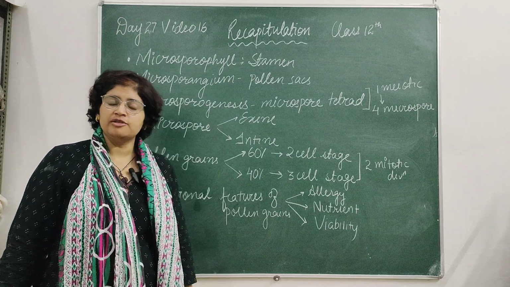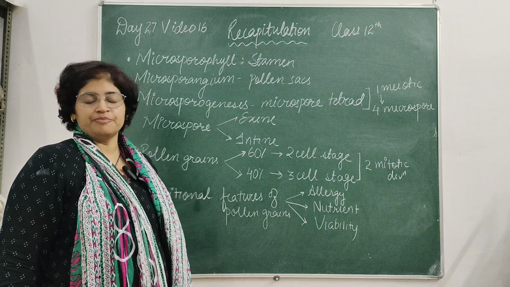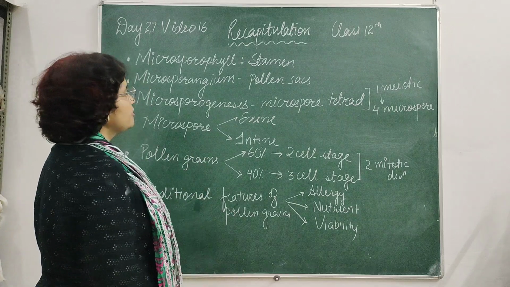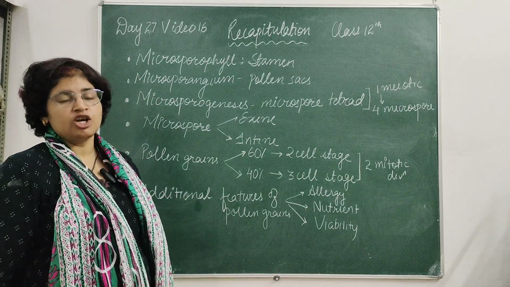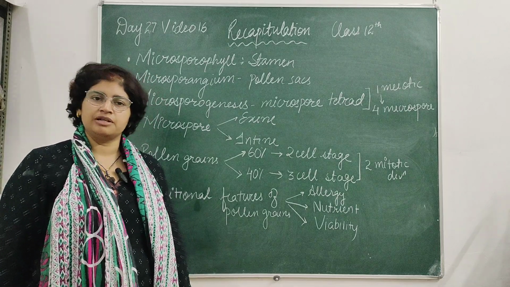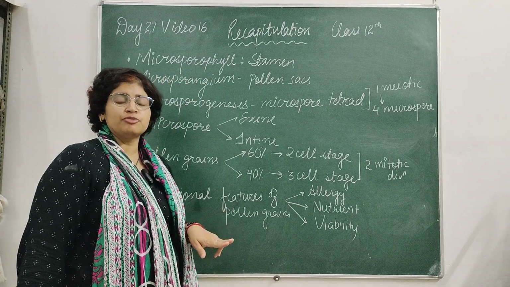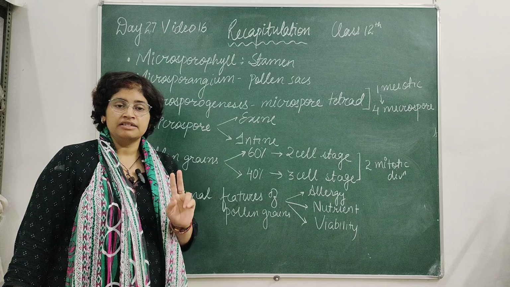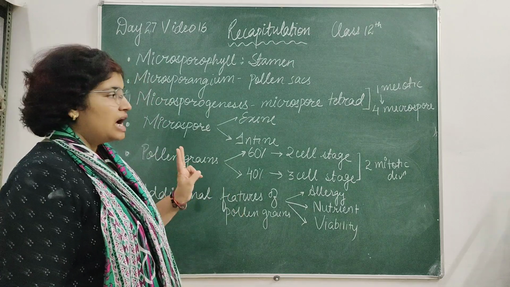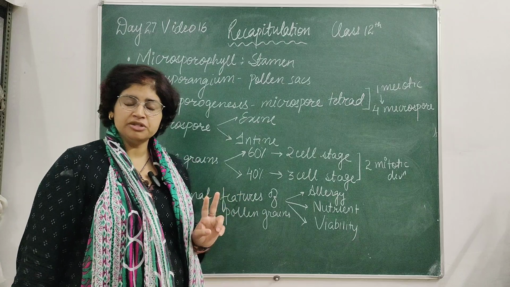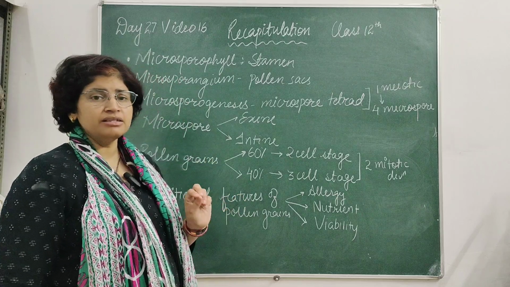Before we proceed towards megasporophyll, we must study the recap videos. Recap of our second chapter, sexual reproduction in flowering plants, in which we studied about microsporophyll. The microsporophyll is the stamen. Stamen has two parts, the anther and the filament. Anther is bilobed and each lobe contains two theca, that's why the anther is known as diathecous.